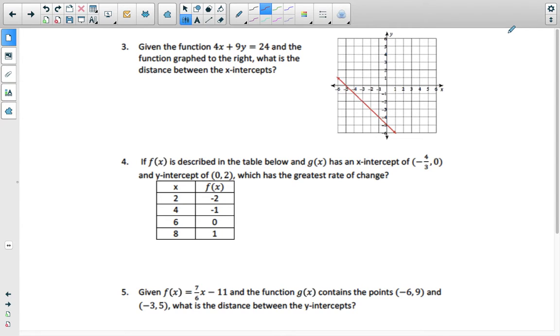This video is on comparing linear functions. This problem says, given the function 4x plus 9y equals 24 and the function graphed to the right, what is the distance between the x-intercepts?